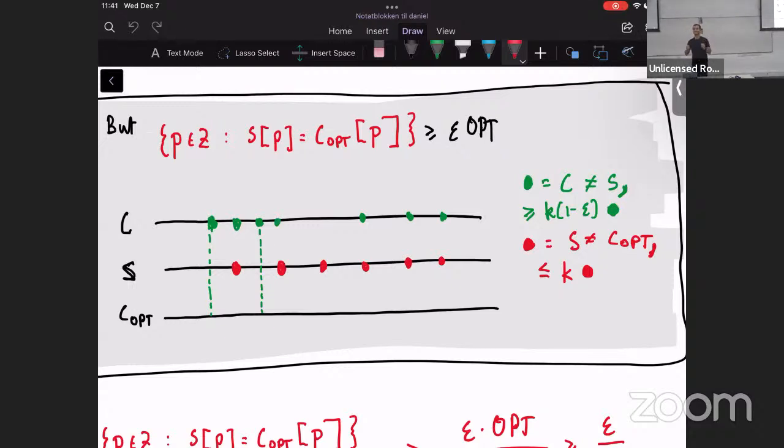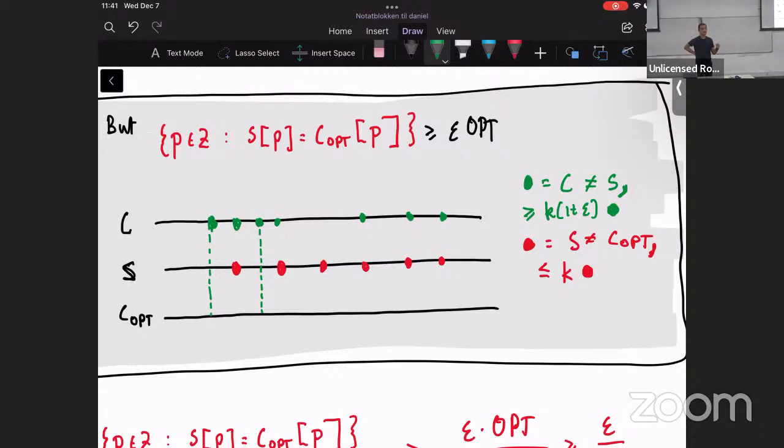Z is at least 1 plus epsilon opt. Let me fix this. This minus should be a plus. There we go. So we have these green positions, and we're picking a random position out of the green ones to flip C to be equal to S at that position. Now, the red positions are the ones where S differs from C opt.